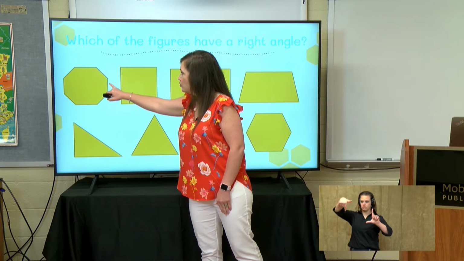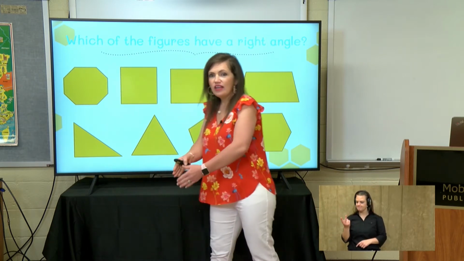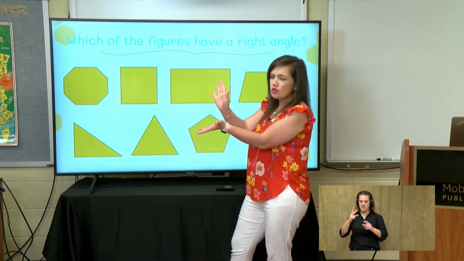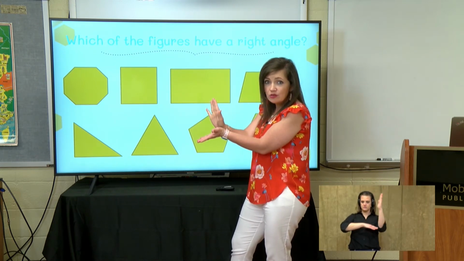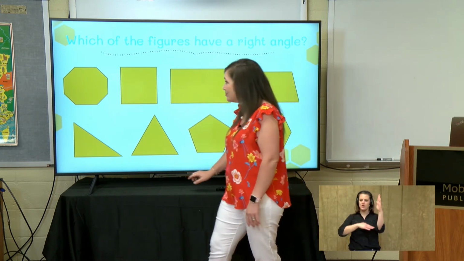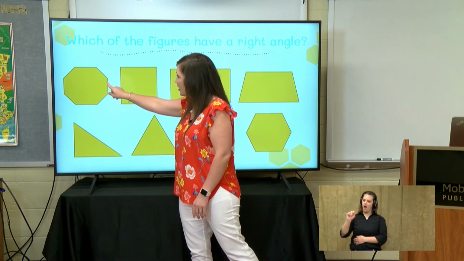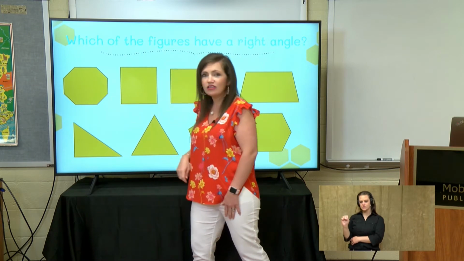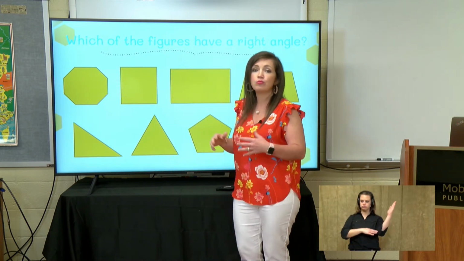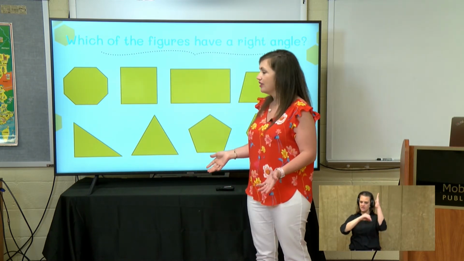What kind of angles do we see in that octagon? They're great big angles. They're larger than 90 degrees. Do we remember the name of those angles? Obtuse angles. Very good. Those are obtuse angles. Each angle in that octagon is obtuse. It's greater than 90 degrees.